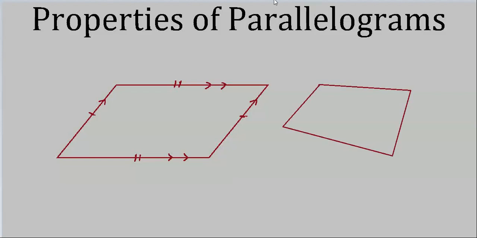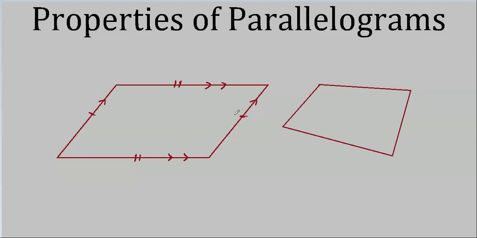Hello. Today we're going to talk about a particular type of quadrilateral called a parallelogram. You're already familiar with a couple of parallelograms, squares and rectangles are two obvious examples. This here on the left, this is a parallelogram.